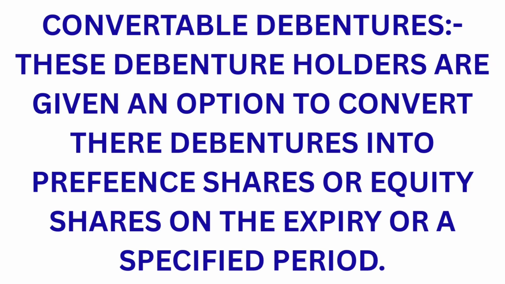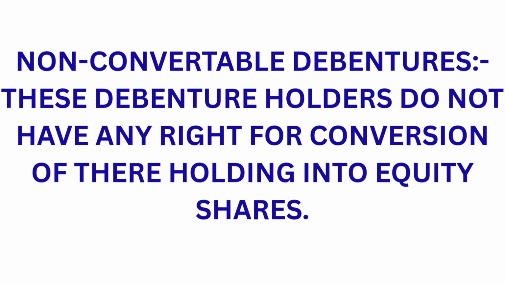Now convertible debentures. These debenture holders are given an option to convert their debentures into preference shares or equity shares on the expiry of a specified period. So convertible debenture holders are given an option to convert. They can convert their holdings into preference shares or equity shares after a specified period which is mentioned in the bond. So this type of debenture is known as convertible debentures.